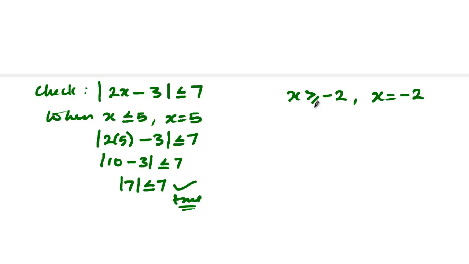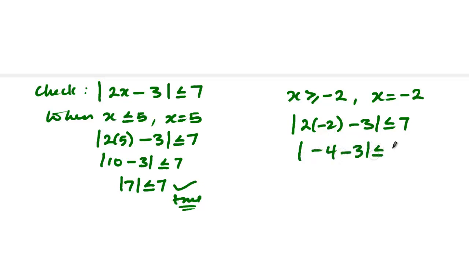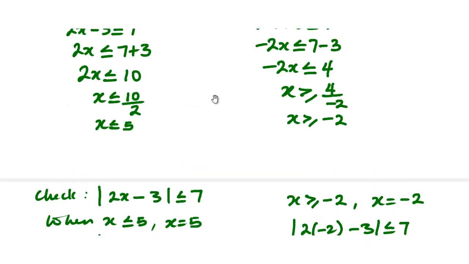So let's now plug it in. That will be the absolute value of 2 times -2, minus 3, is less than or equal to 7. 2 times -2 is -4, minus 3, is the absolute value of -7, which is less than or equal to 7. And this is true. All right, so that is that about that. Now, having done this, let's move on to the second one.